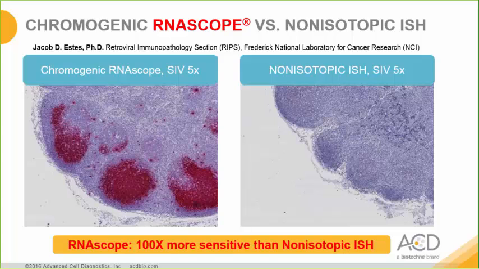The RNAscope probe design strategy is thus approximately 100 times more sensitive relative to traditional RNA ISH methods, which utilize single digoxigenin-labeled probes, which you can see on the right-hand side of the slide, compared to RNAscope on the left for the detection of SIV in lymph node tissue.